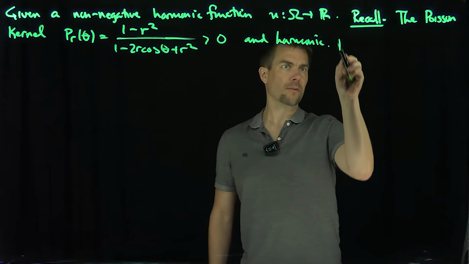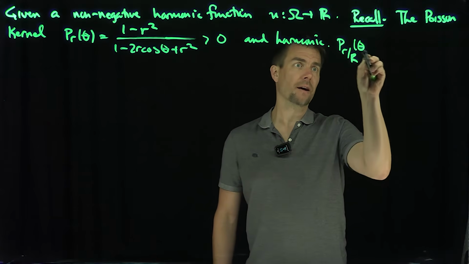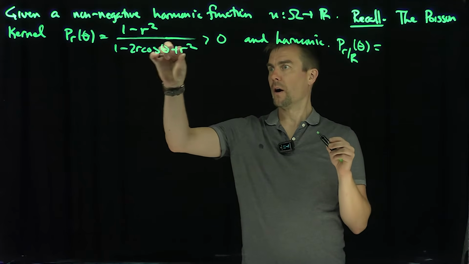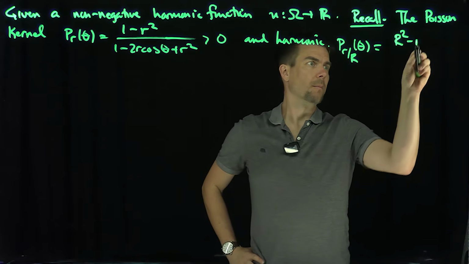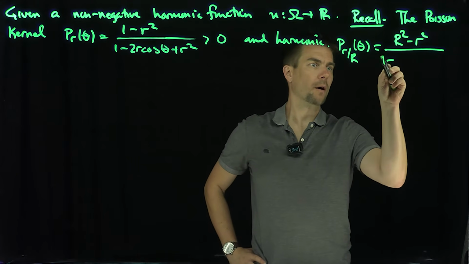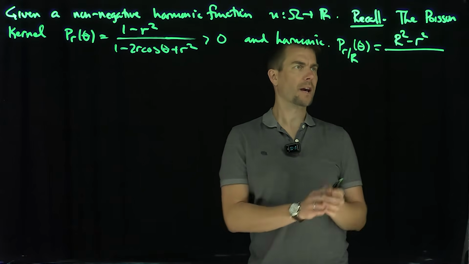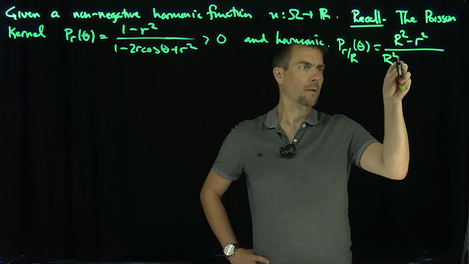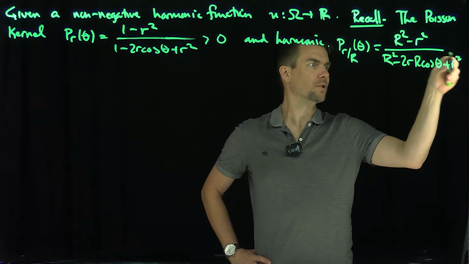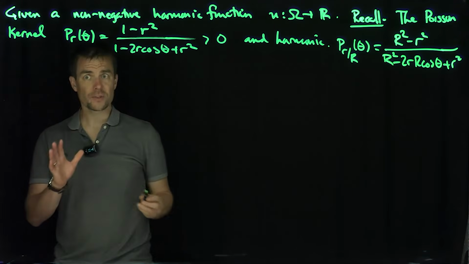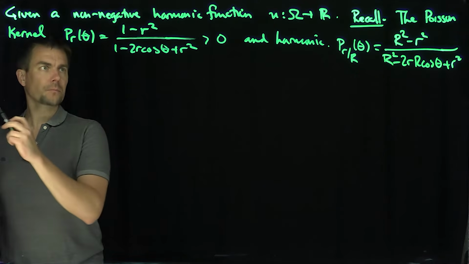So note that if we look at P of r over R of theta, where capital R is bigger than little r, you can replace little r with r over R. Then this becomes (R squared minus r squared) over (R squared minus 2rR cosine theta plus r squared). Excellent. So that's the Poisson kernel on a larger disk, on a disk of radius R. And so now, what can we do?